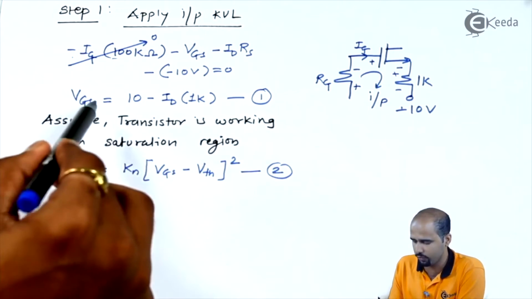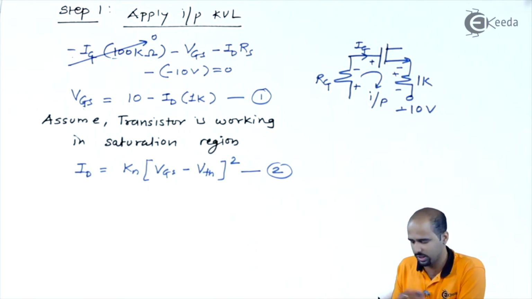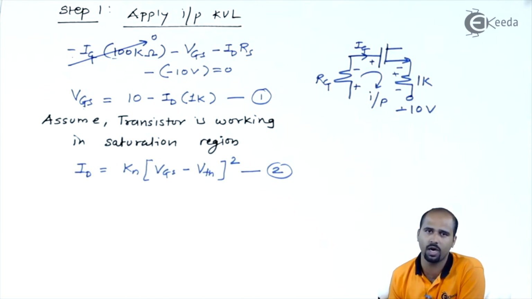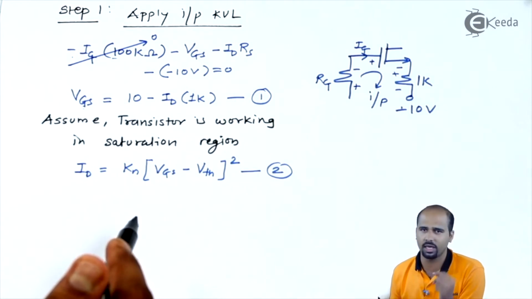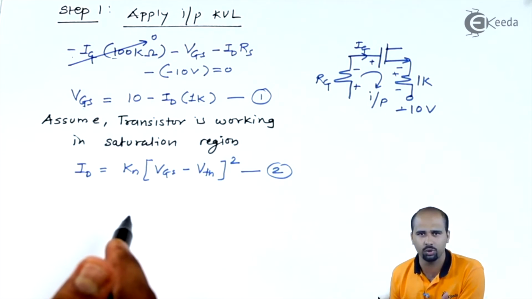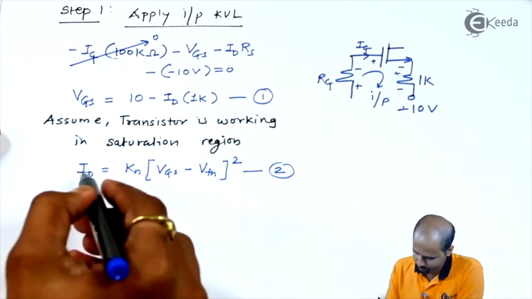We will put that value of VGS in equation number 2, then we will get a quadratic equation, with ID1 and ID2 as the roots of the characteristic equation. So pause the screen, put the value of VGS into this equation number 2 and calculate the values of ID1 and ID2, right? And then come to me.